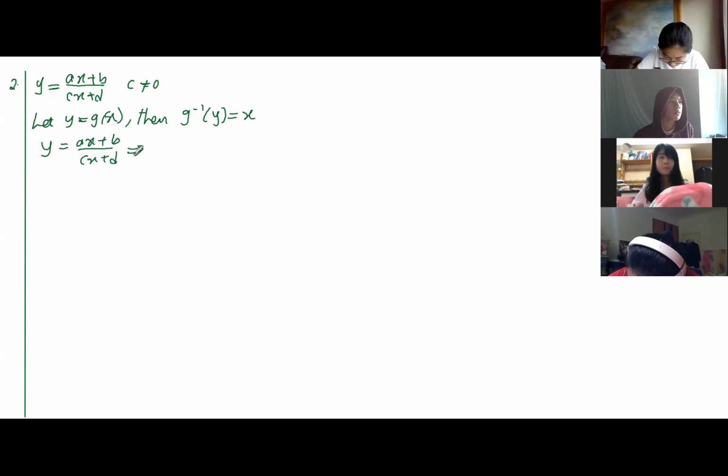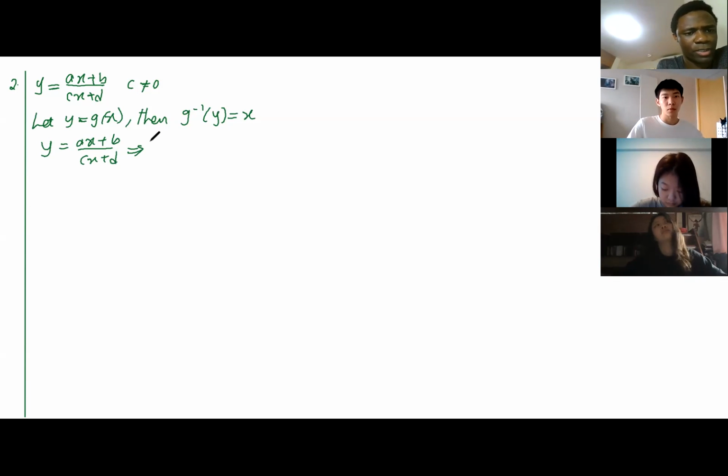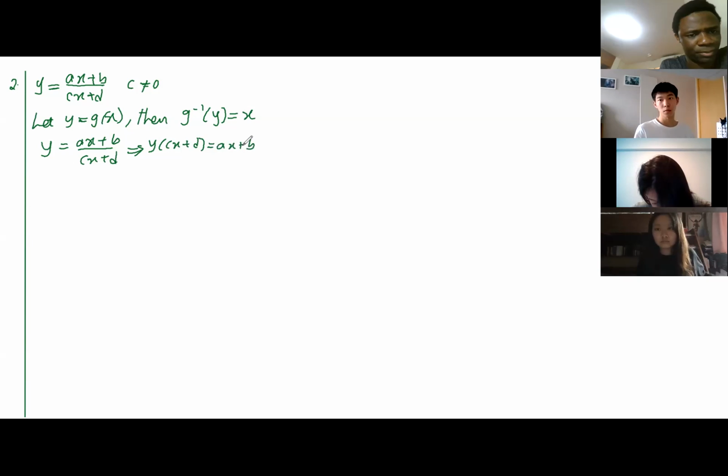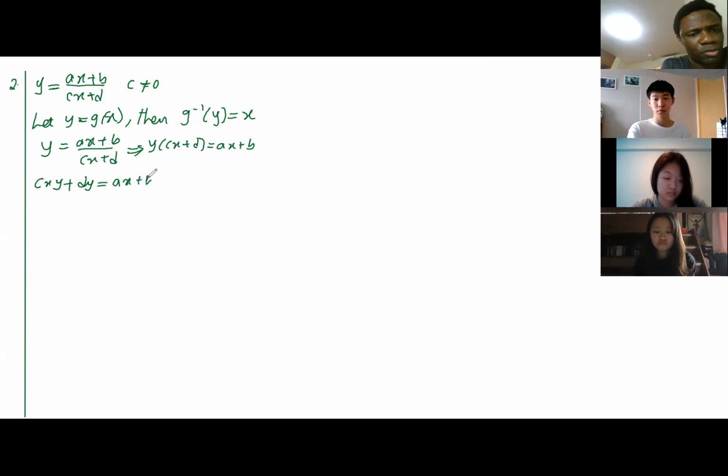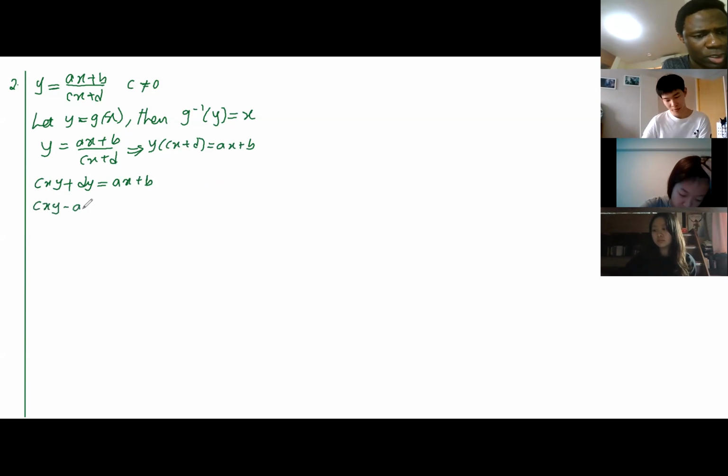Okay, so from here, we can cross multiply, and that will be y brackets cx plus d equals ax plus b. So that gives cxy plus dy equals ax plus b. We need all the x together. So cxy minus ax equals b minus dy.